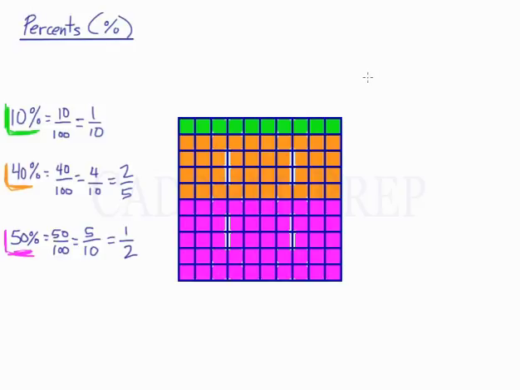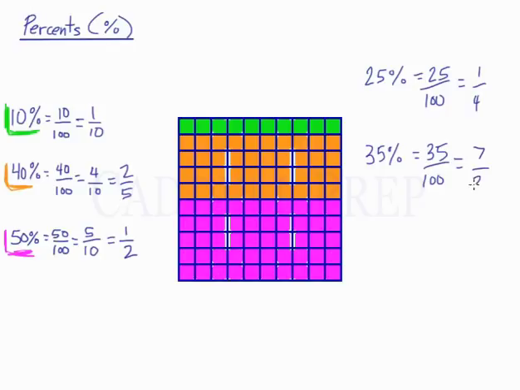So if we had a number such as 25%, we just write it as 25/100, and we could reduce that. So 25 goes into both of these, we're left with 1/4. If we had 35%, we could write it as 35/100, and we could reduce this because 5 goes into both of these numbers. 35 divided by 5 is 7. 100 divided by 5 is 20.